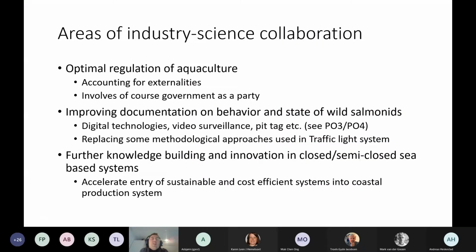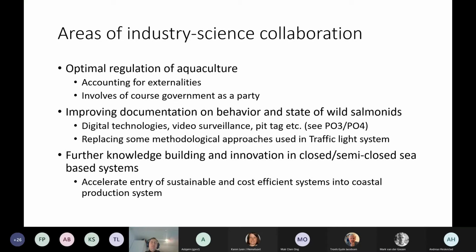With respect to areas of industry science collaboration, I put up some points, and this is pretty broad and open, I would say. I don't want to be too specific or narrow at this stage, partly because of a lack of overview on all the issues and also on the expertise at different units in UiS and Norse and so on. So optimal regulation of aquaculture is a big issue that requires inputs from different scientific areas. It also involves government as a party, of course.